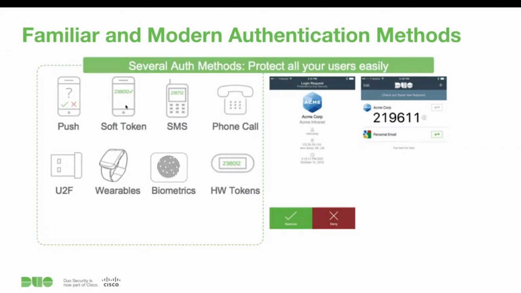Finally, I think I skipped over this. Push does require an internet connection, either cell or Wi-Fi data. However, if a user does not have any connectivity on their mobile device, there is also the option of a soft token authentication with a passcode generated in the app, like you see on the far right here. That will work even if the phone is in airplane mode.